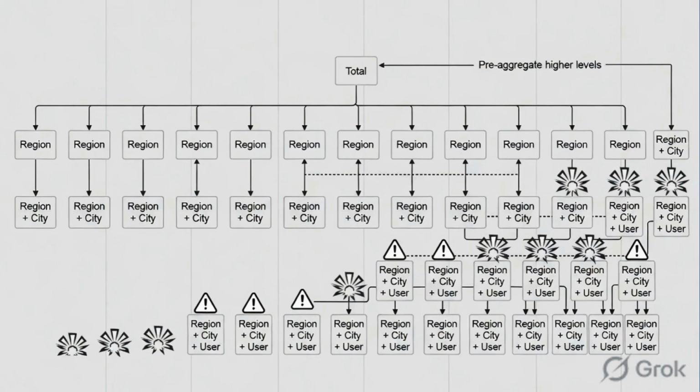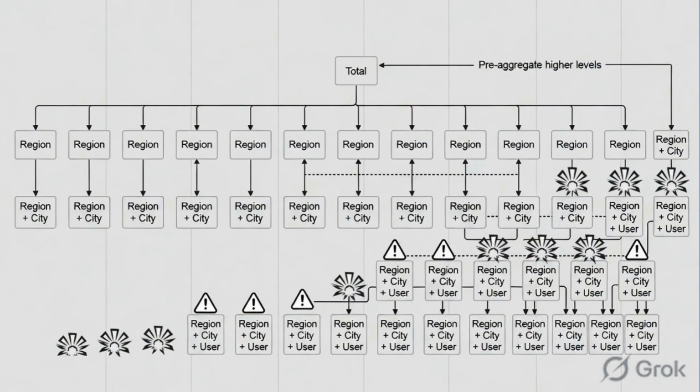See those explosion warning icons getting bigger and scarier as you go down? That's cardinality multiplication in action. Each new dimension multiplies the number of unique combinations exponentially. The side note says it all. Pre-aggregate higher levels. Don't try to group by everything at once.